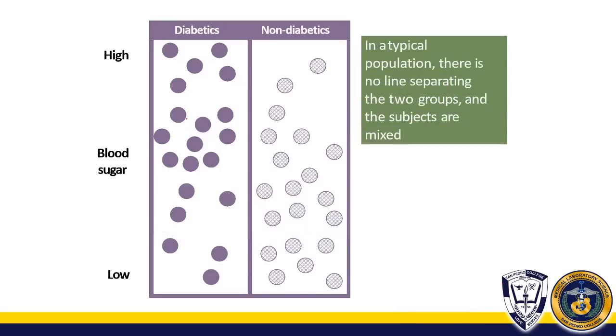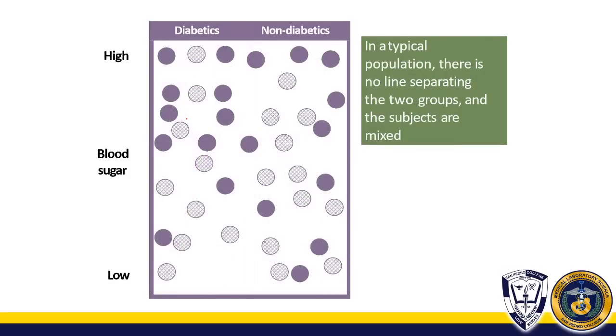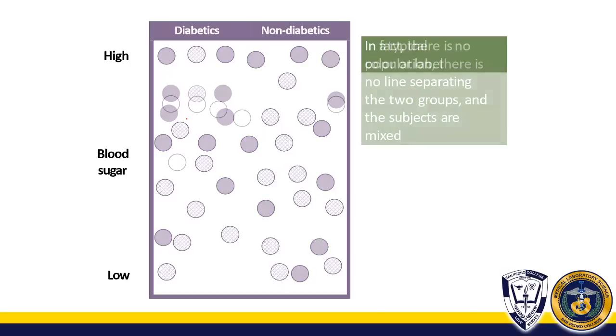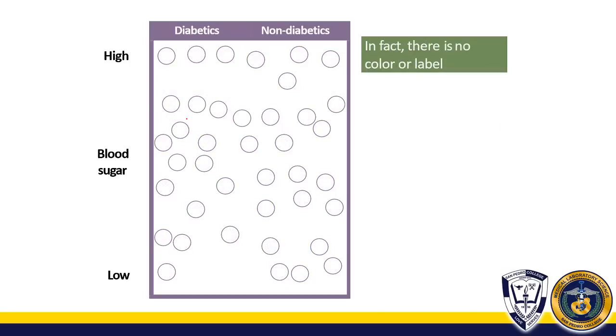But remember, kids, in a typical population, or in the actual setup, there is no line separating the groups and the subjects are mixed. They are actually mixed, and there is no color or label. By the time the patient comes to you for extraction, there is nothing on their heads saying whether they are already diabetic or not.